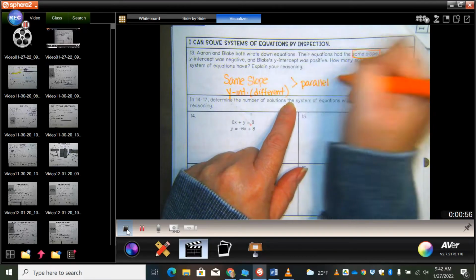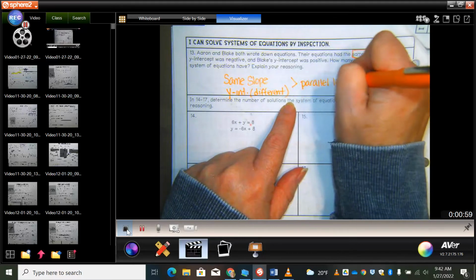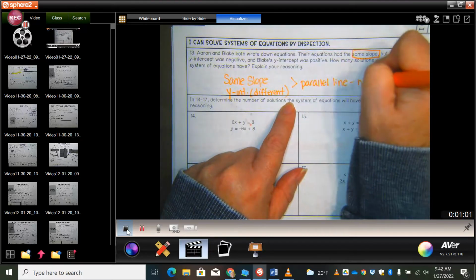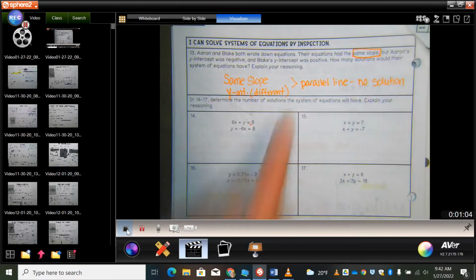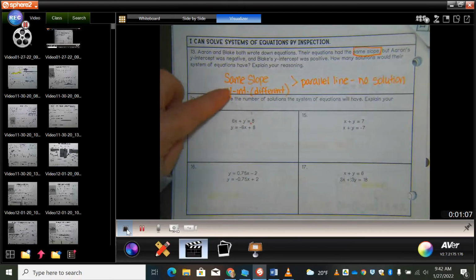And if they are parallel lines, it means they will never intersect, so it will be a no solution. Okay, same slope, different y-intercept means parallel lines, which means it is a no solution. In the next 4 problems, we just need to determine the number of solutions it will have.